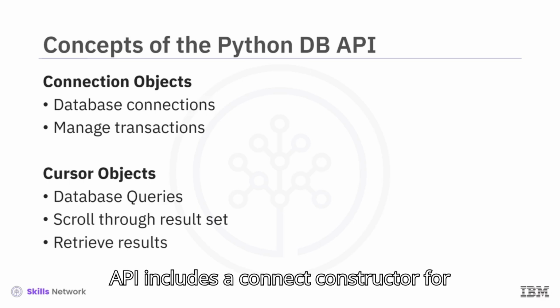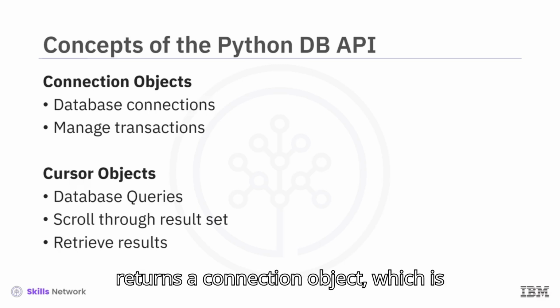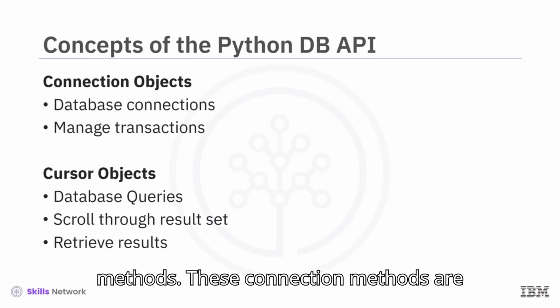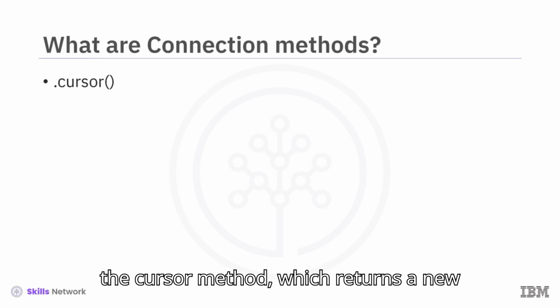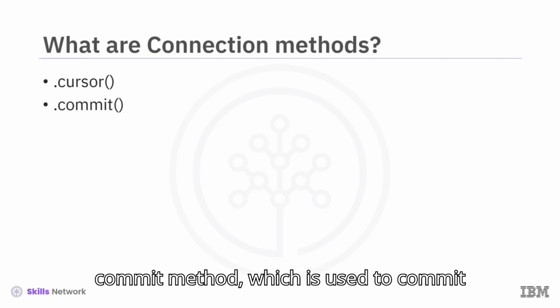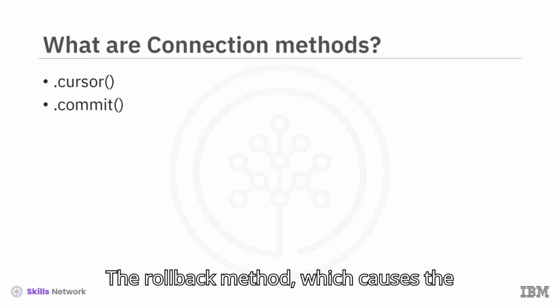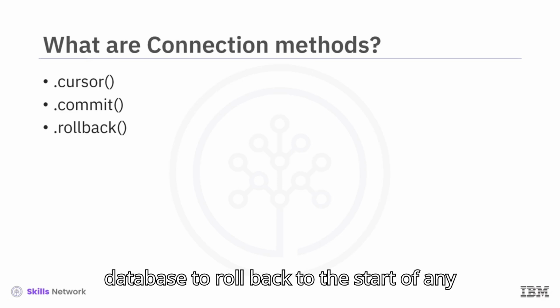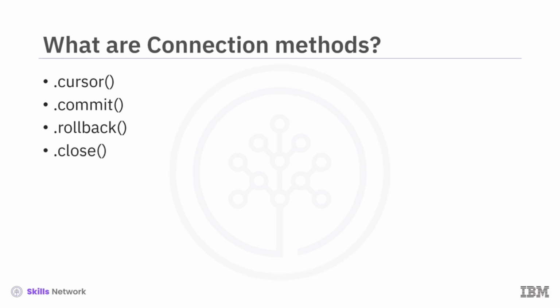The DB API includes a connect constructor for creating a connection to the database. It returns a connection object, which is then used by the various connection methods. These connection methods are the cursor method, which returns a new cursor object using the connection, the commit method, which is used to commit any pending transaction to the database, the rollback method, which causes the database to roll back to the start of any pending transaction, and the close method, which is used to close a database connection.